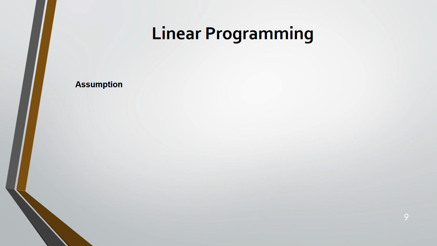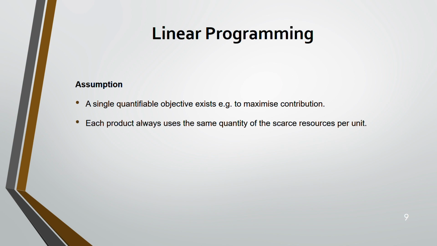Assumptions. Now, for this model that we are using, linear programming and all, to find maximum contribution, you should know, because this is a model, every model has some assumptions, but reality is something else. Okay, because of these assumptions only we are using it. There are limitations of it. First assumption: a single quantifiable objective exists. What is it? To maximize contribution. Second, each product always uses the same quantity of scarce resource per unit.